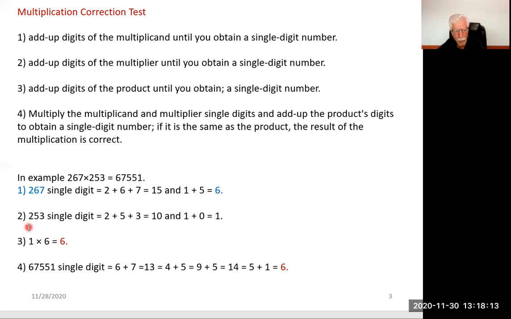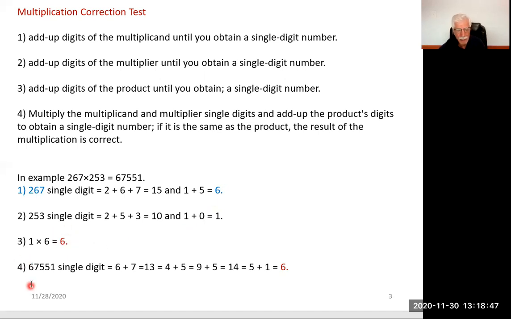Now, our multiplier is 253. Add 2 and 5. 2 and 5 is 7. 7 plus 3 is 10. 1 plus 0 is 1. So the single digit obtained from the multiplier is 1. Now we multiply these two single digits. So 1 into 6 is 6. So the single digit obtained from the multiplication of the single digits of the multiplicand and the multiplier is 6.